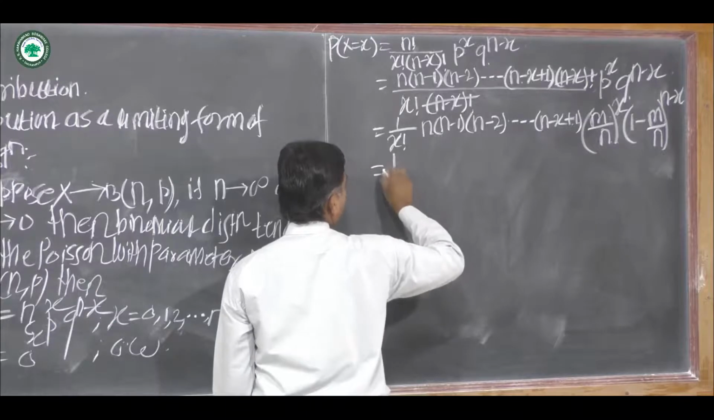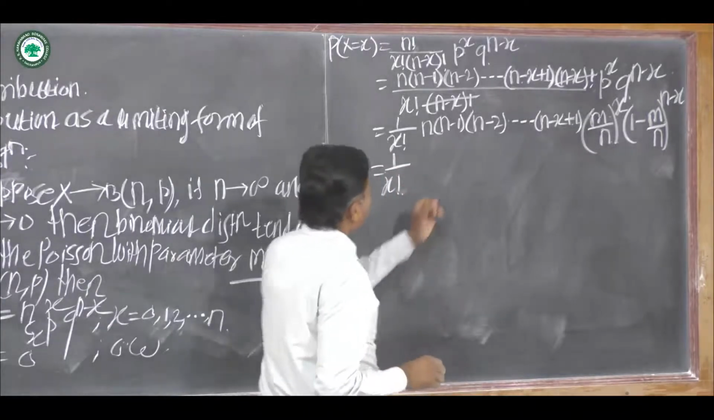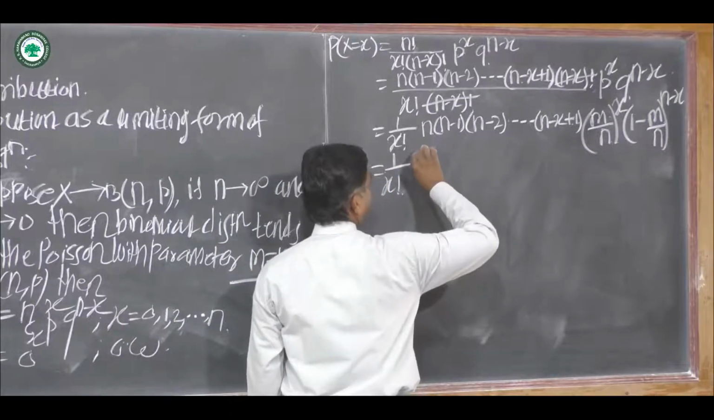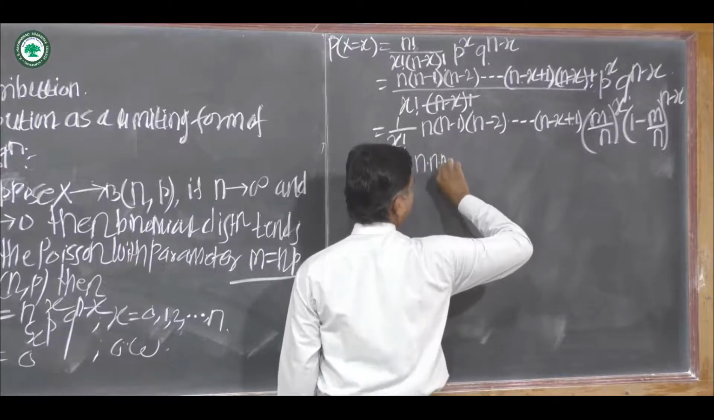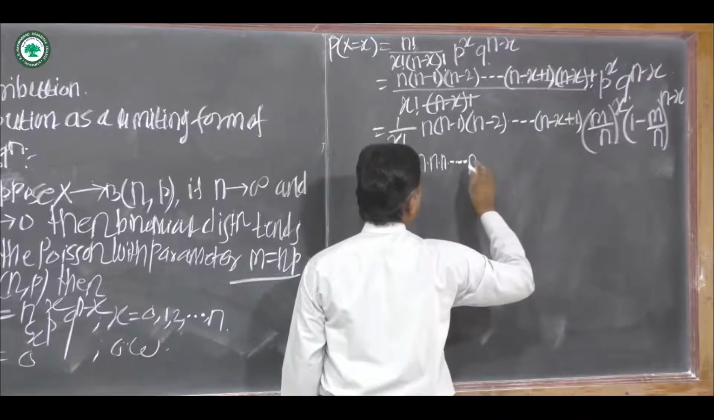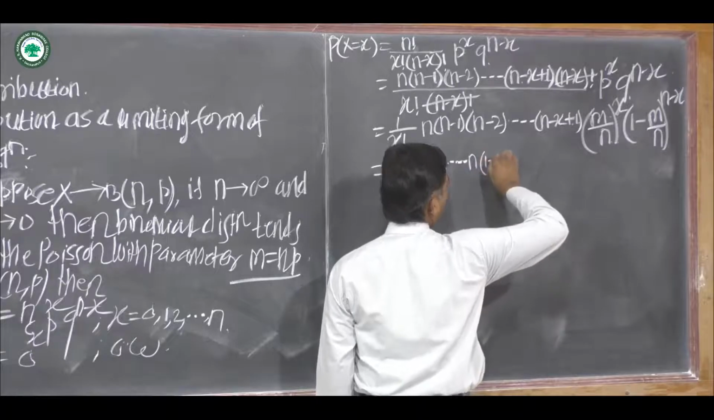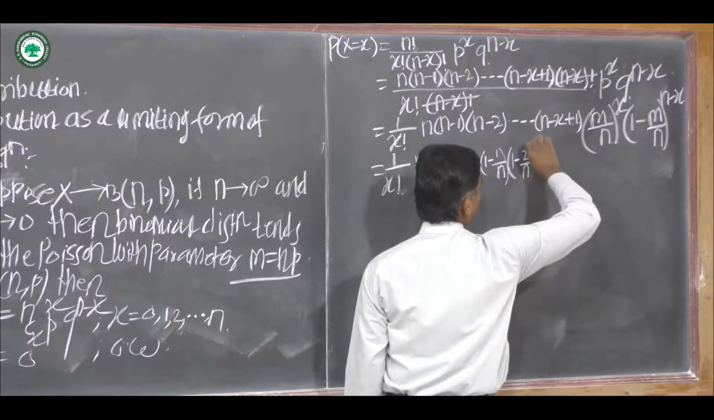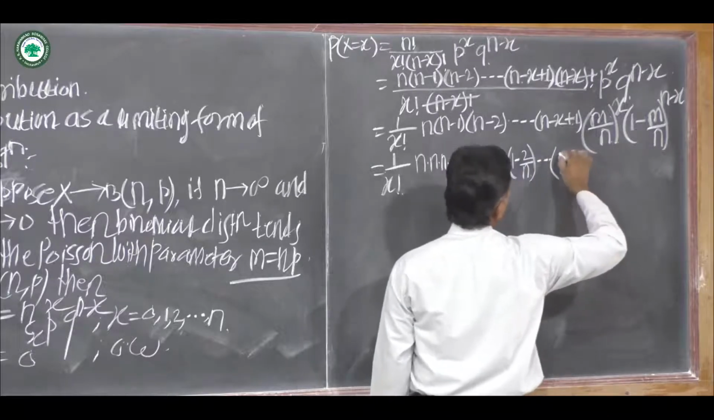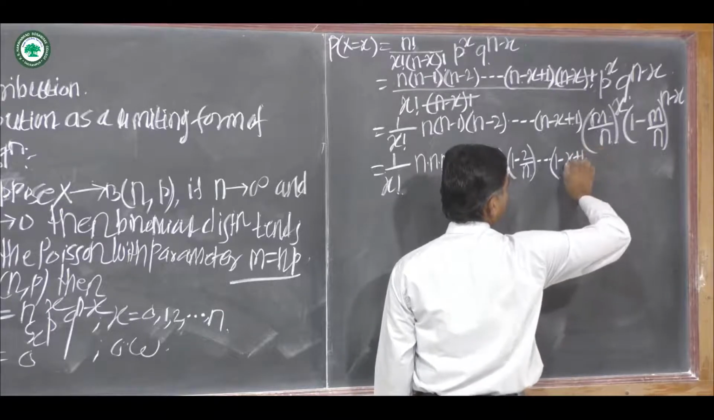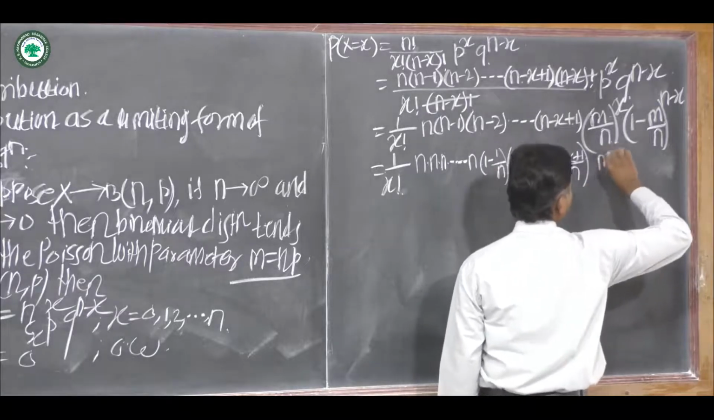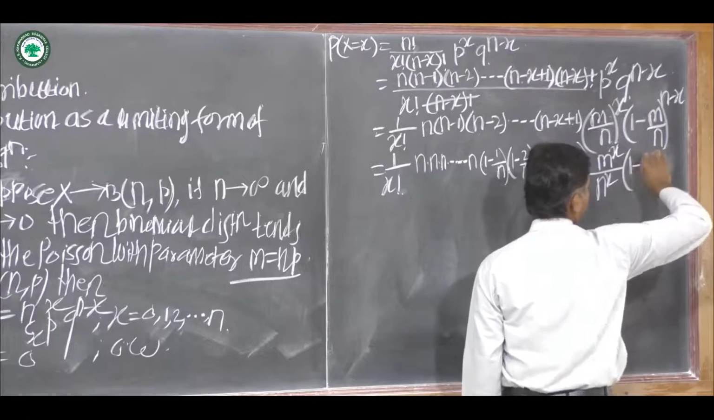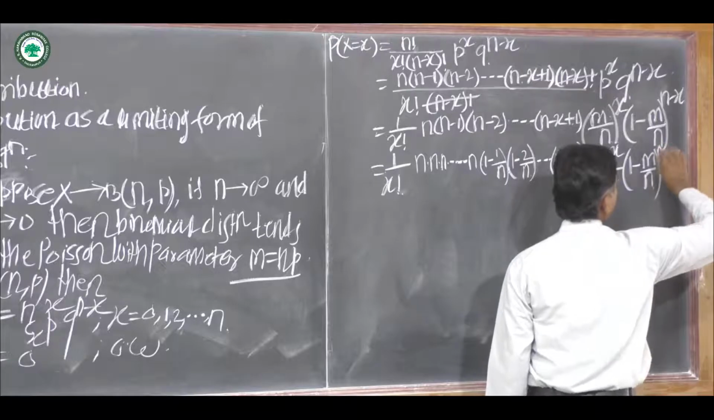Which is equal to 1 upon x factorial. From each term we take small n common, then we have n into n into n into ... into n into (1 minus 1 upon n) into (1 minus 2 upon n) ... into (1 minus x plus 1 upon n) into m raised to x upon n raised to x into (1 minus m by n) raised to n minus x.